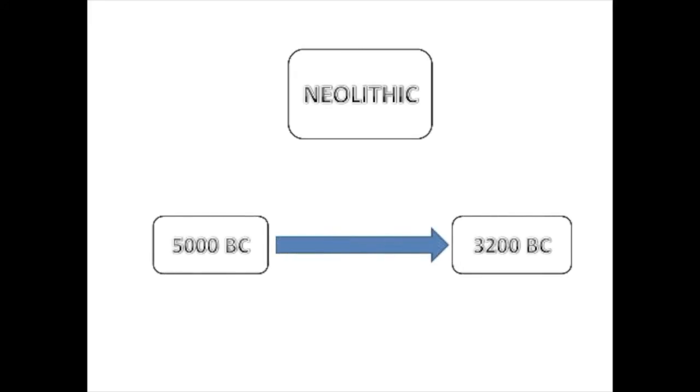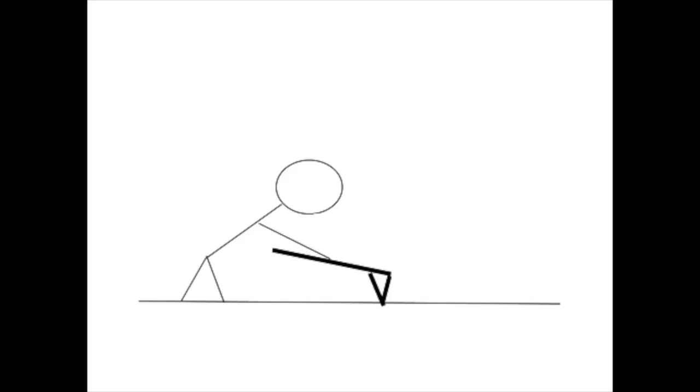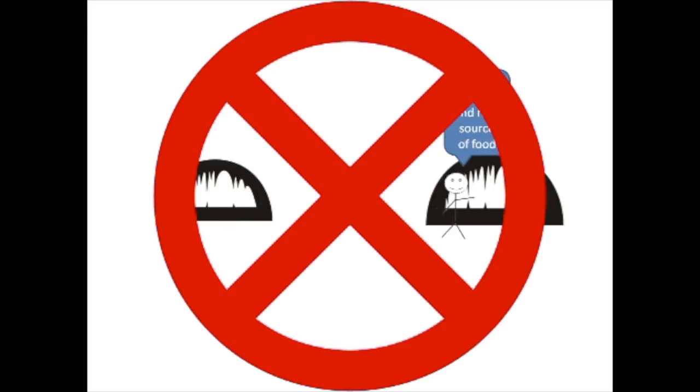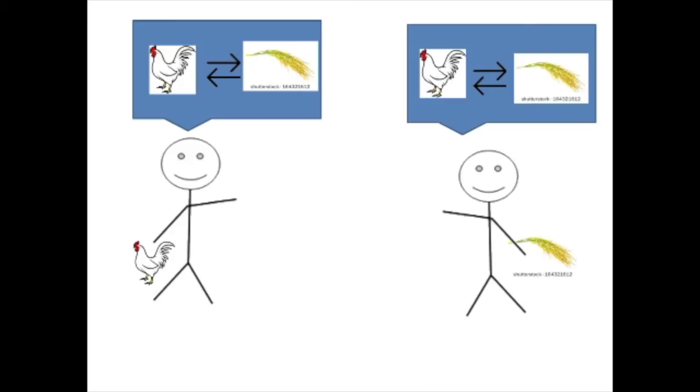Next, we go to the Neolithic era, which started around 5000 BC and ended around 3200 BC. This era started when people started to grow their own food, and because of this, they no longer needed to move around to find new sources of food. This era also marked the first time humans traded with each other using the barter system, where you exchange something for something else.